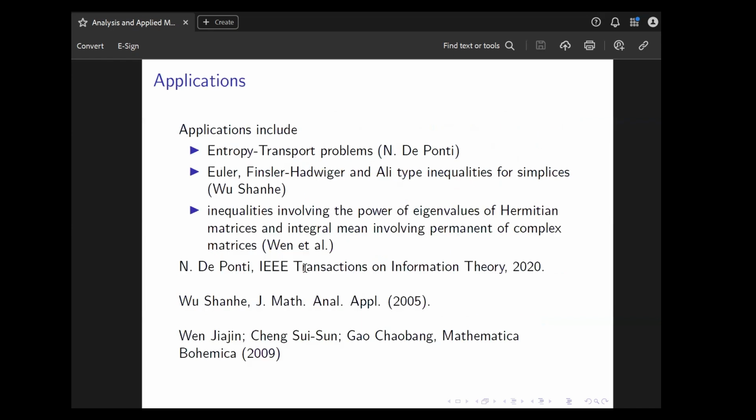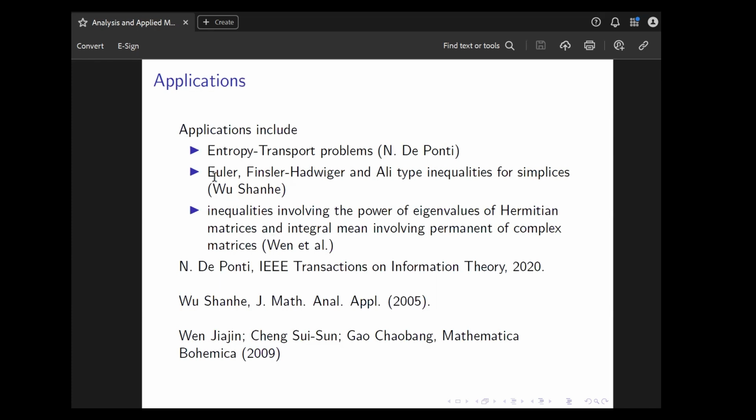Before starting the discussion of the results, I want to mention some applications. These applications were not considered by me. I saw them in the papers that I have shown you. So there are some applications in entropy transport problems. It can be seen in the paper by De Ponti.